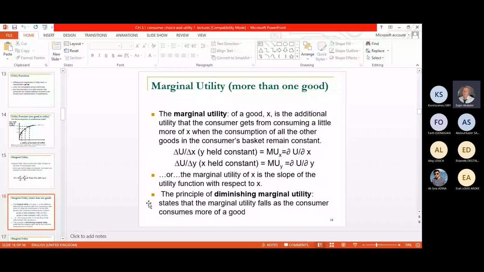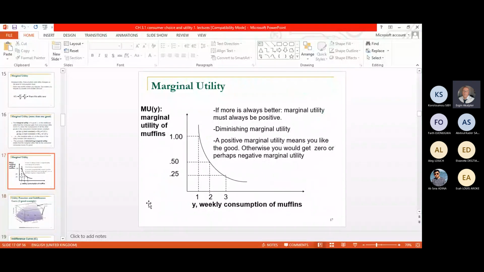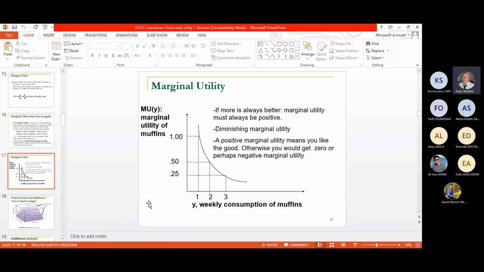If you have any questions, you can ask me. The marginal utility is theoretical, but this is the good part where you are going to understand how this is realized, and we will then start exercising in the next week maybe. Marginal utility of muffins is represented here. As you see, this is the indifference curve given here.